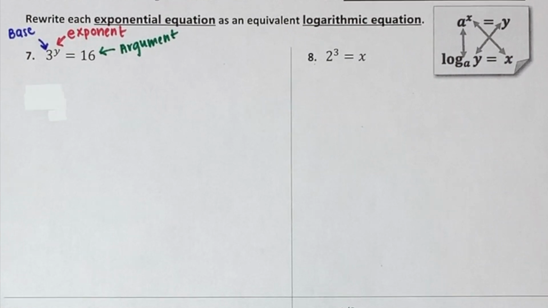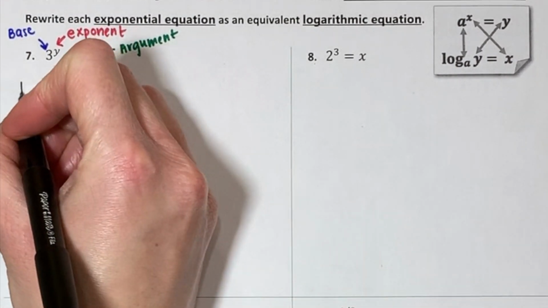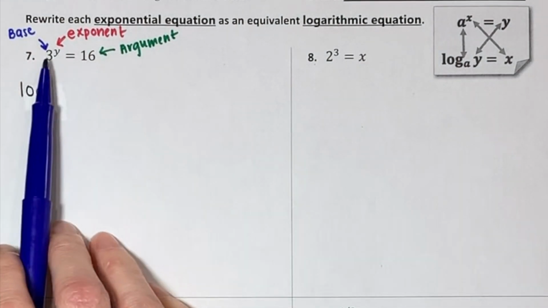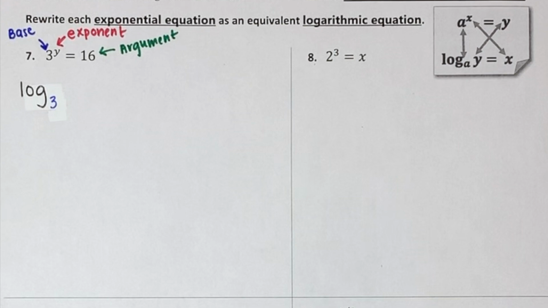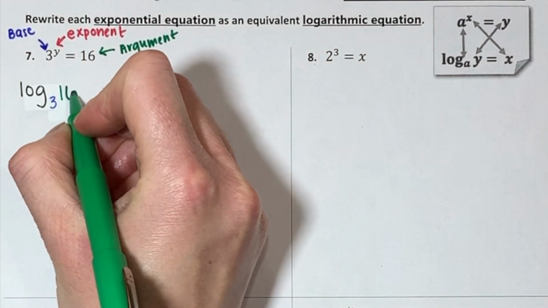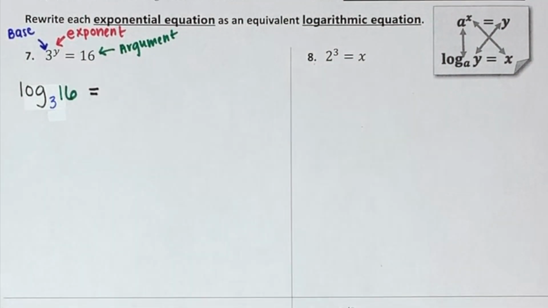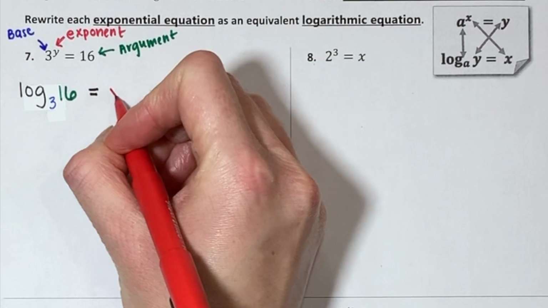To write this in logarithmic form, we'll start by writing log. Then the base is written as a subscript on our log. Next, we put the argument right here, and we can write our equal sign, and the log is always equal to the exponent. So we'll set the log equal to the exponent y.